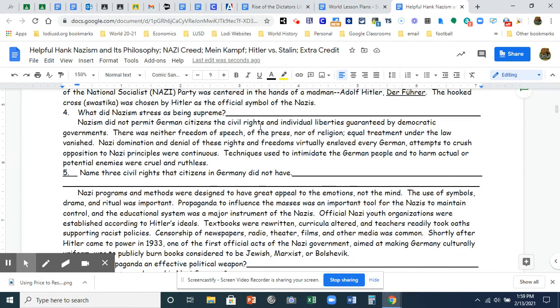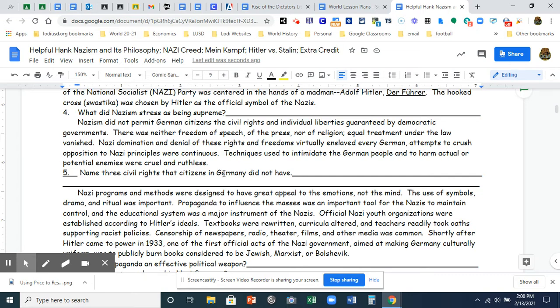You might want to pause, but I'm going to keep reading because this is digital and I only got so much space. Nazism did not permit German citizens the civil rights and individual liberties guaranteed by democratic governments. There was neither freedom of speech, of the press, nor of religion. Equal treatment under the law vanished. It disappeared. Nazi domination and denial of these rights and freedoms virtually enslaved every German. Attempts to crush the opposition to Nazi principles were continuous. Techniques used to intimidate the German people and to harm actual or potential enemies were cruel and ruthless.